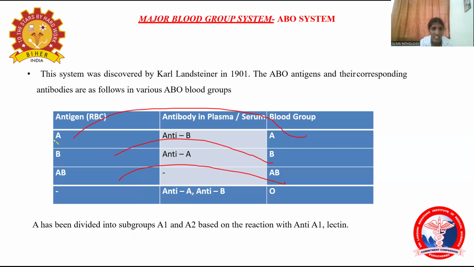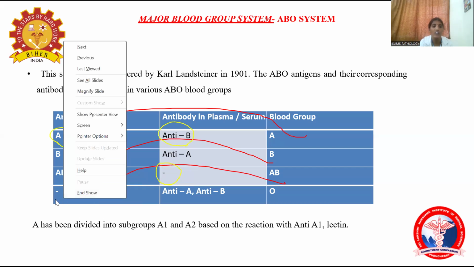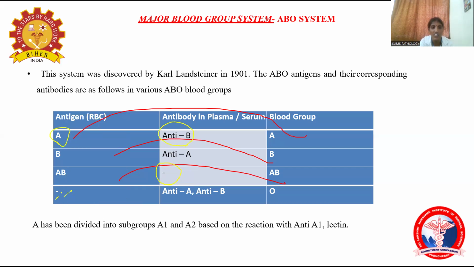You can see A antigen carries anti-B antibody. B antigen carries anti-A antibody. Now that both A and B antigens are present, what antibody should it carry? You can see there are no antibodies in the plasma. Whereas the other way, when there is no antigen, both the antibodies are present. Does this fulfill Landsteiner's law?